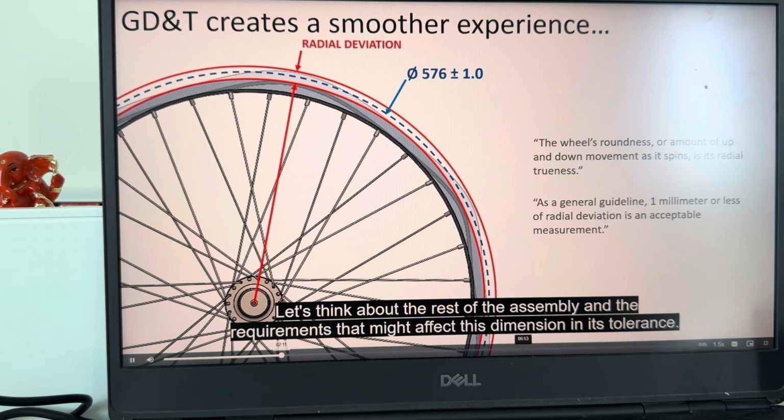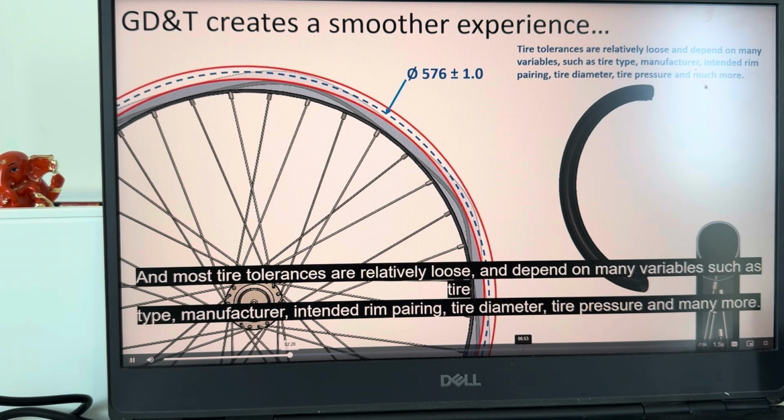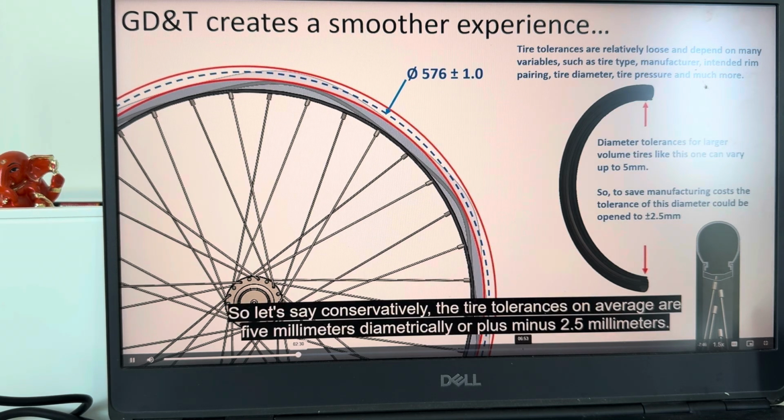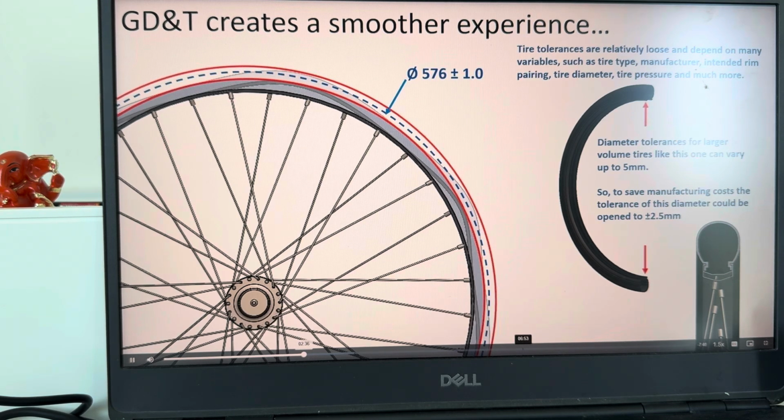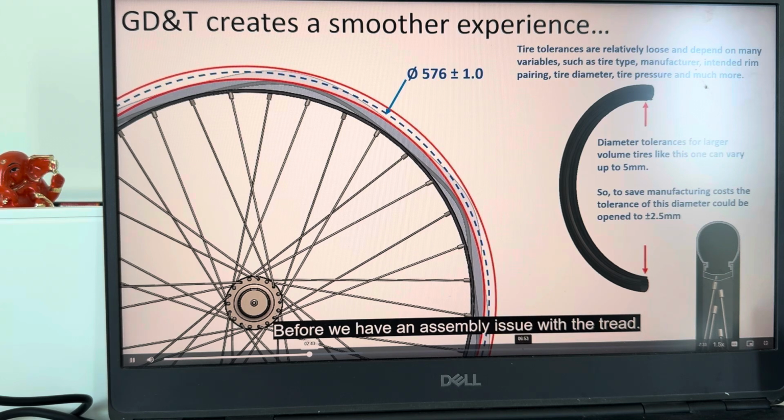Let's think about the rest of the assembly and the requirements that might affect this dimension and its tolerance. The tire or tread assembles onto this rim, and most tire tolerances are relatively loose and depend on many variables such as tire type, manufacturer, intended rim pairing, tire diameter, tire pressure, and many more. So let's say conservatively the tire tolerances on average are 5 millimeters diametrically, or plus minus 2.5 millimeters. We'd be able to have a radial deviation of plus minus 2.5 millimeters on our rim before we have an assembly issue with the tread.